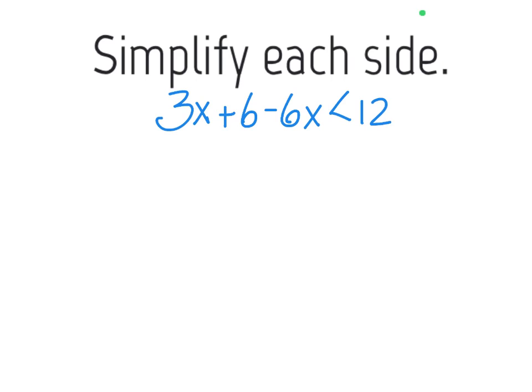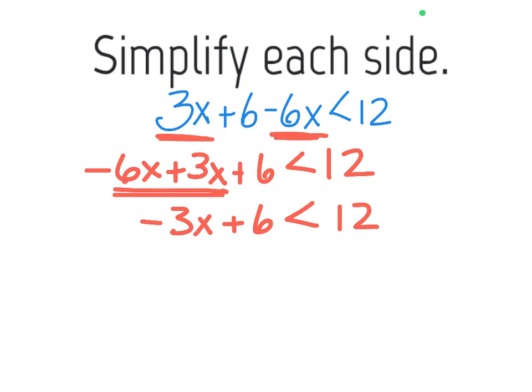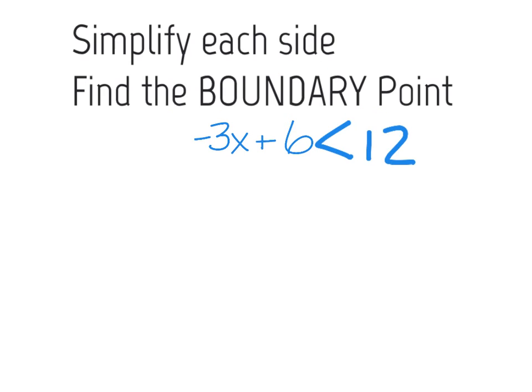Simplify each side. So in this case we have some like terms that we can write in. Maybe it's even easier for you first if you write all of them next to each other and get rid of the subtract 6x, and just think of it as negative 6x plus 3x plus 6. You may not need that, but it helps some people. And then we can just look at these like terms, and there it's negative 3x plus the 6 is less than 12. Much easier to look at than that.